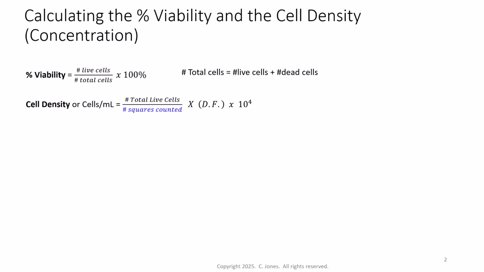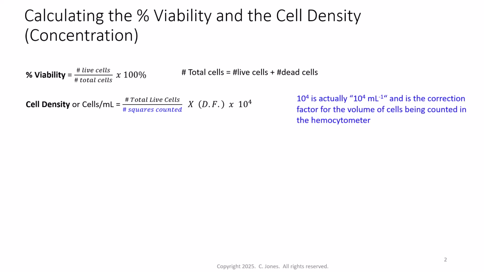The cell density, or the number of cells per 1 milliliter, is the number of total live cells divided by the number of squares counted, which if you're doing this the way we recommend, would be 10 squares, but suppose you count 5 squares, then it would be per 5 squares, times the dilution factor, so DF is dilution factor, times a correction factor of 10 to the power of 4. Okay, and so the 10 to the power of 4 is really 10 to the 4th per milliliter, or milliliters to the minus 1.